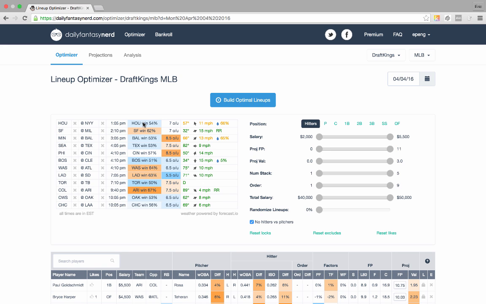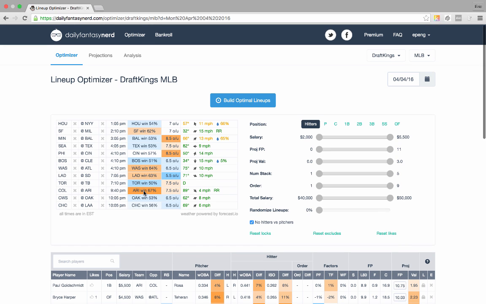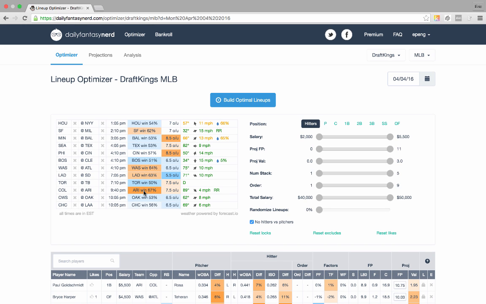This is useful when you're identifying pitchers to start. You want to focus on pitchers that are going to have high win percentages, because the win from a fantasy point scoring standpoint has a heavy impact on overall fantasy point production.